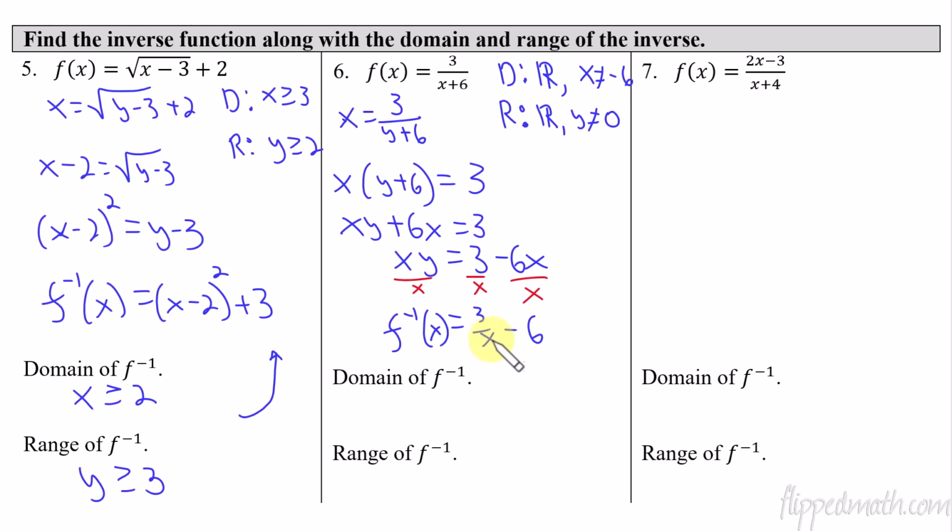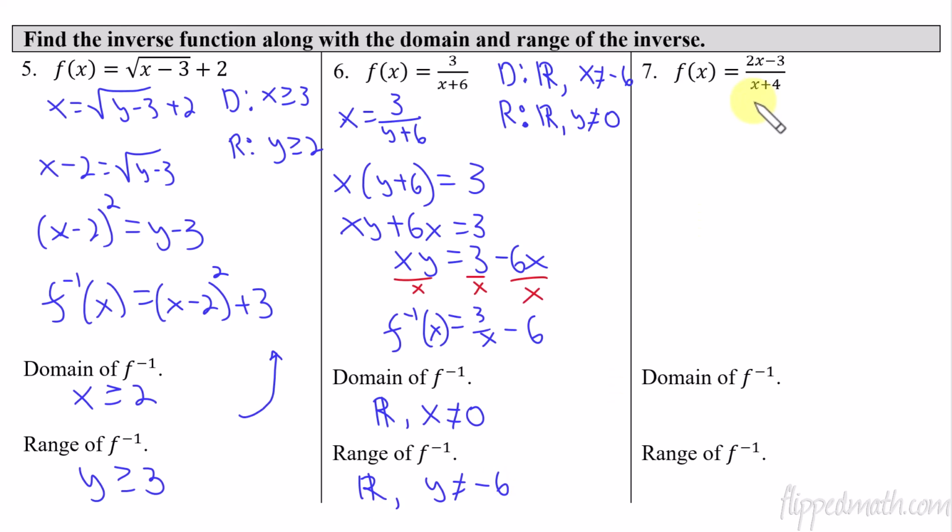And then this works. I can't have x be a 0 here. So for my domain, it's all real numbers except for x cannot equal 0. And that works because here the range was y can't be 0. So here if the domain is x can't be -6, here it's y, not x, y cannot be -6. So it's all real numbers except for y cannot be -6.